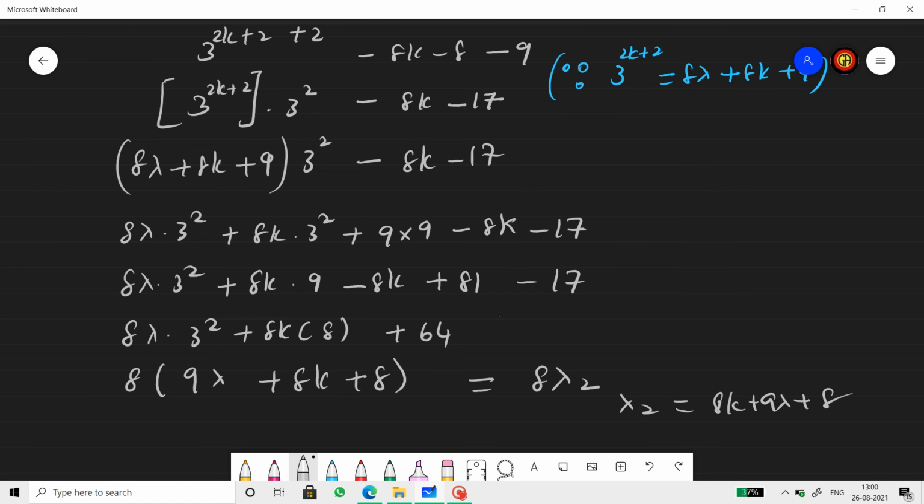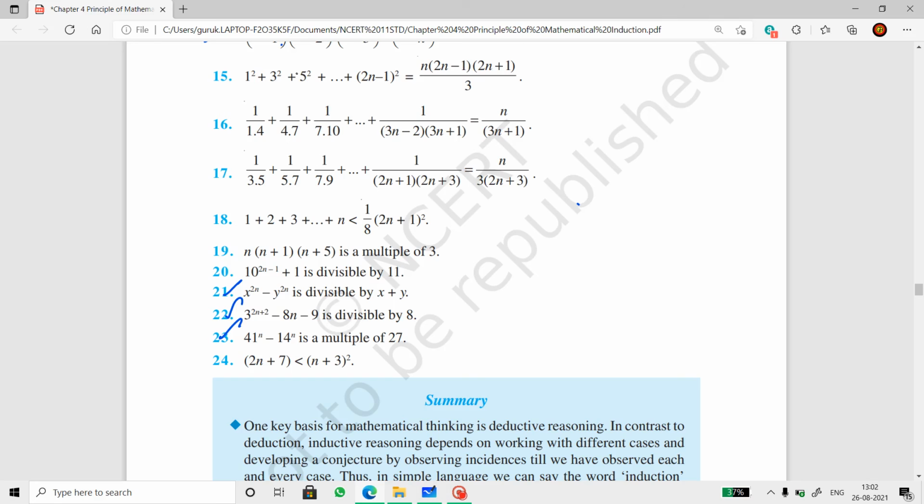When something is divisible by 8 or any number, if I am able to take that number common out, it is assumed that it is divisible by 8, provided no remainder is left off. And there is no remainder here. Therefore, we proved that T of k plus 1 is also true. Clear? And I'm going to do one more sum in this type.